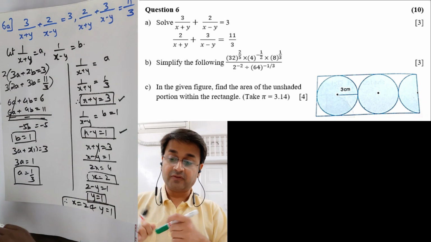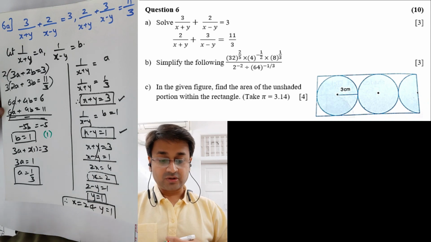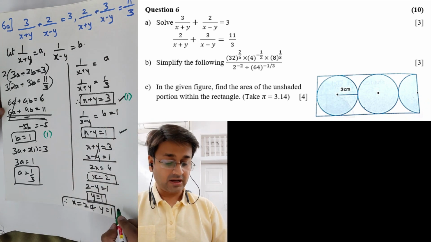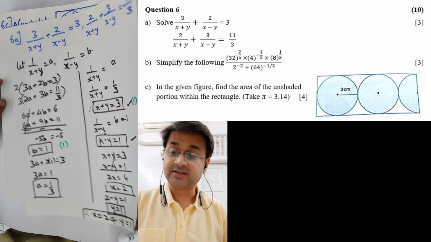How will you give marks over here? So first 1 mark when you get the value of b. Next 1 mark you can give when you get this first equation, and last 1 mark for getting both the answers correct. Not one, but both the answers correct.